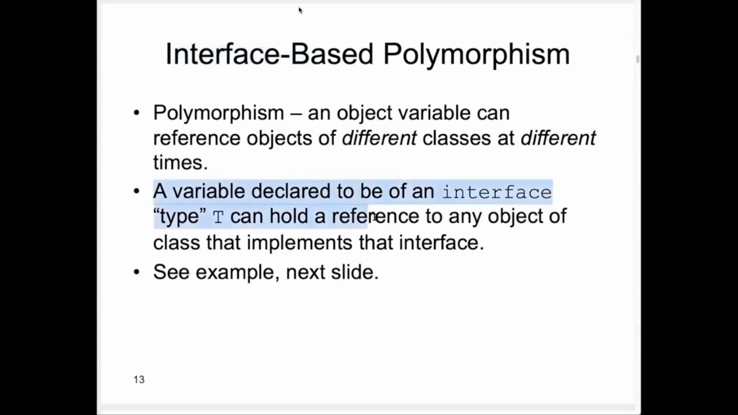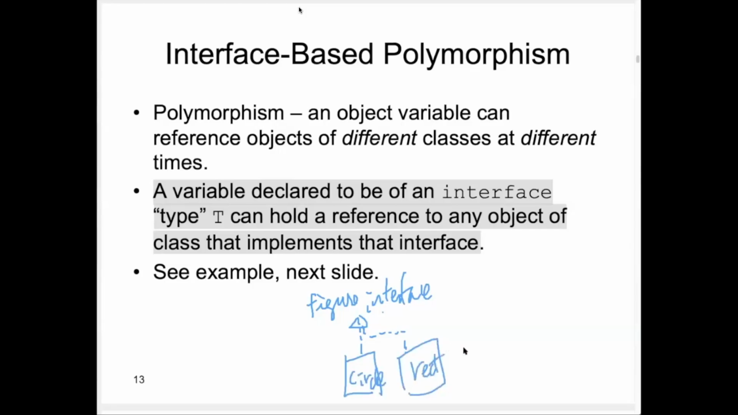A variable declared to be an interface type T can hold a reference to any object of a class that implements that interface. So this is a very interesting observation because we're going to keep using this interface polymorphism throughout the entire class. So if you have a figure interface, this is what we got from the last lecture, essentially what you have here is a circle, and then you've got this rectangle, let's just say rec. But you can also create an array of figure interfaces.